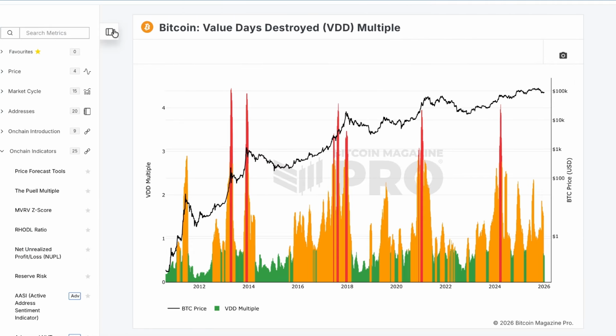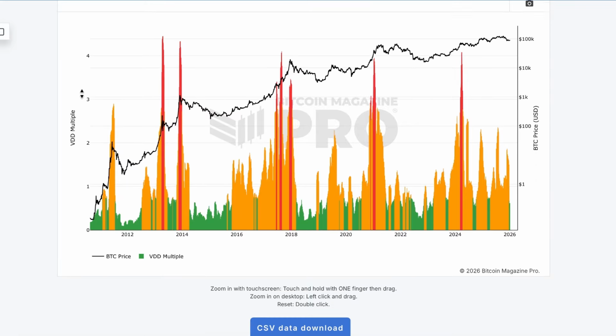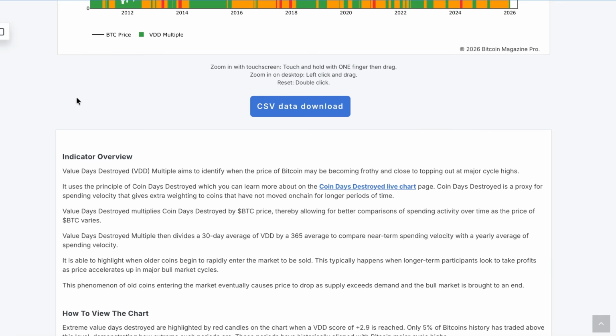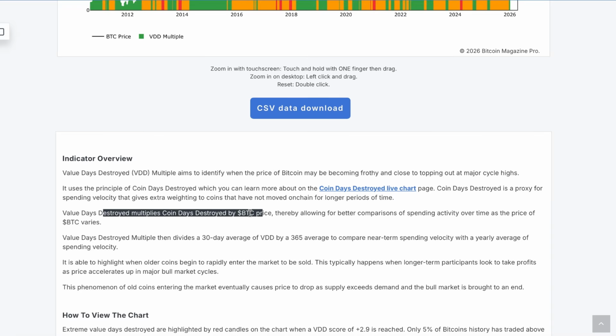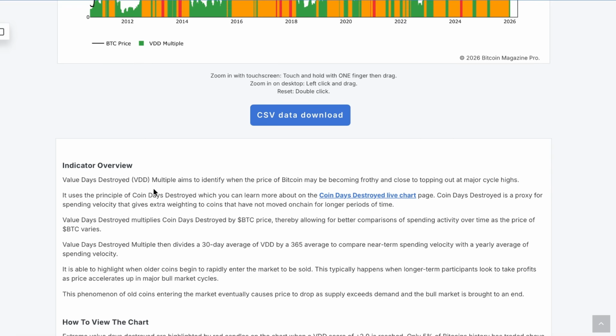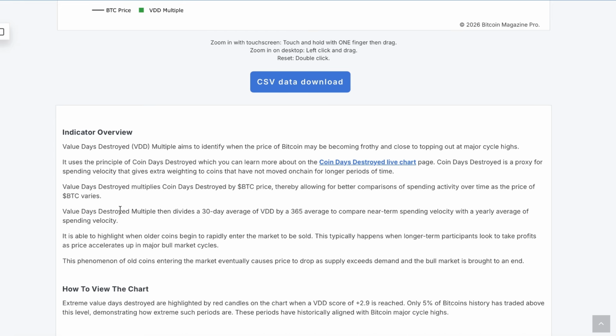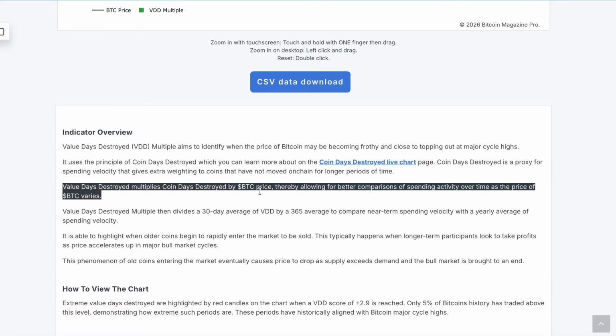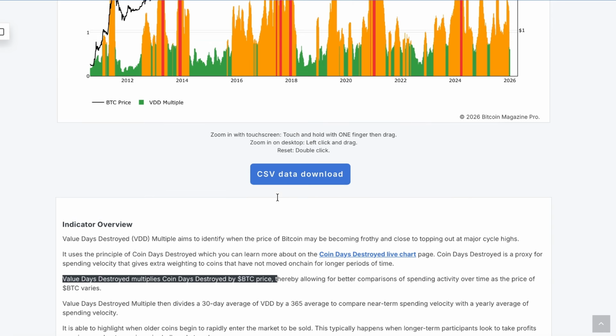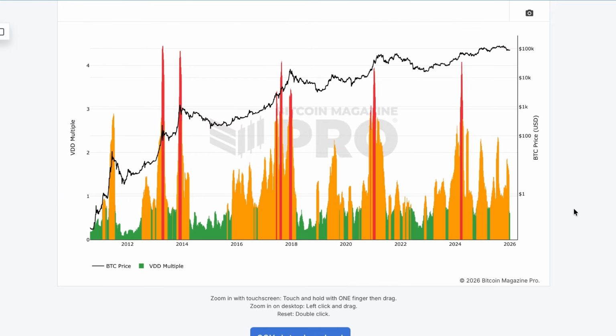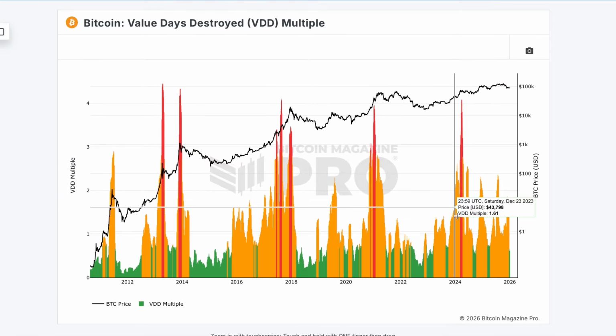And finally, we'll look at the value days destroyed multiple. Again, another one of my favorite metrics to look at. This is looking at the coin days destroyed, something we looked at previously in episode 2, but it's taking it a step further because what we're doing is looking at the USD valuation of those coin days destroyed rather than just looking at how much Bitcoin has been moved. If we look at the USD valuation of that and then get a 30-day average of that divided by a 365-day, it almost gives us a rolling point of the increased or decreased level of profit taking and distribution on the network.